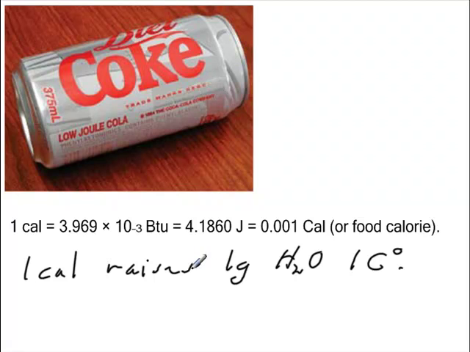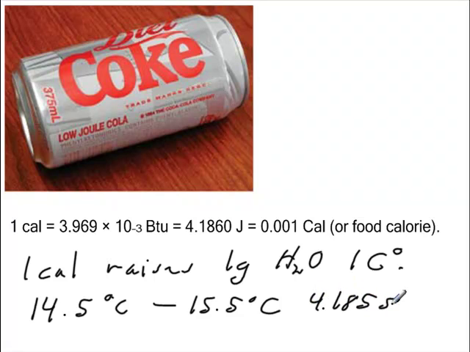However, it turns out that depending on which Celsius degree you raised it, you would get slightly different answers in the 4th and 5th significant digits. So they said you'd have to go from 14.5 degrees Celsius to 15.5 degrees Celsius. And in that case, the answer was about 4.1855 joules. They rounded it up to 4.186 and used that as the new definition for the calorie. The British thermal unit is defined very similarly in terms of the energy necessary to raise 1 pound of water 1 degree Fahrenheit.